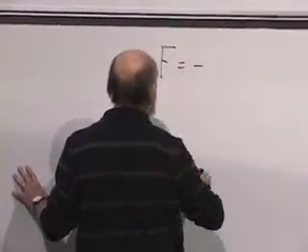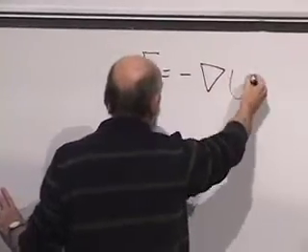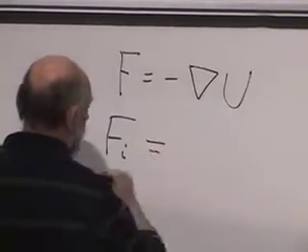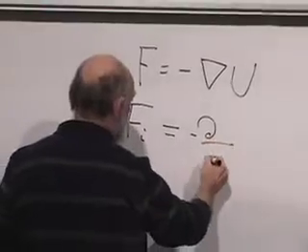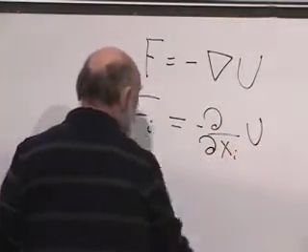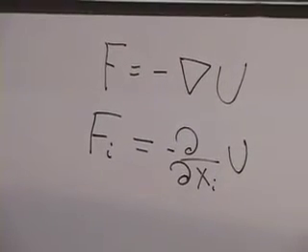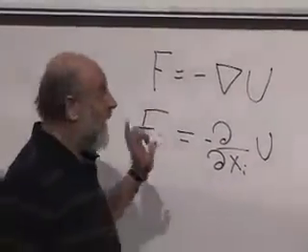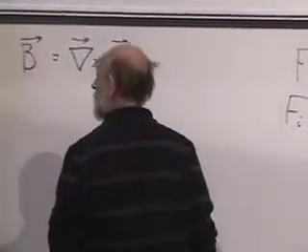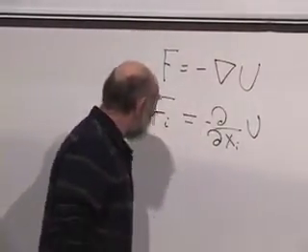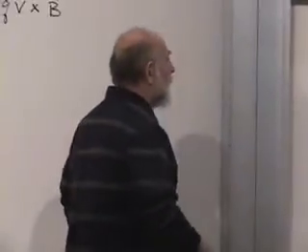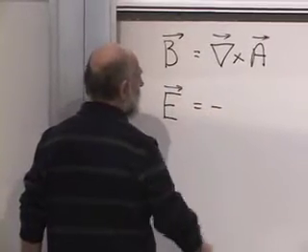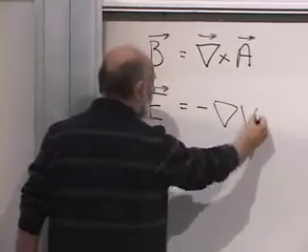Force is equal to minus the gradient of a potential energy function. To write it in terms of components, it's the equation that we've written. The ith component of the force is minus the derivative with respect to xi of a potential energy function. Now, in electricity and magnetism, first of all, the electric force has this particular behavior. And to ensure it, what one writes is that the electric field is equal to minus the gradient of a quantity called V.